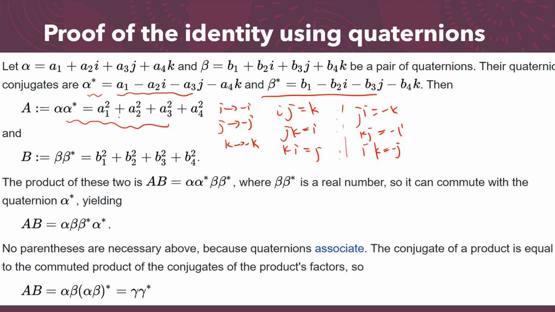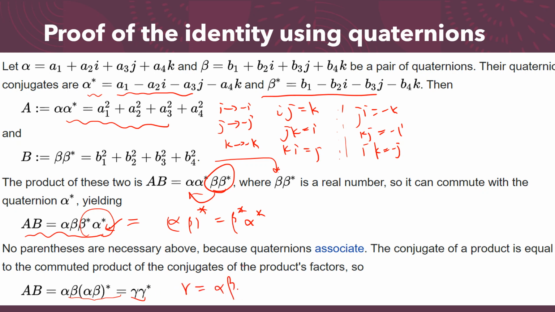And the norm is basically defined to be alpha times alpha star. So we get this and this. And the product AB is basically alpha times alpha star, beta times beta star, where beta beta star is a real number right here. Okay, so we will have this. Since this is a real number, we can shuffle it, so we get this. One can check that this is gamma times gamma star, where gamma is just alpha beta.